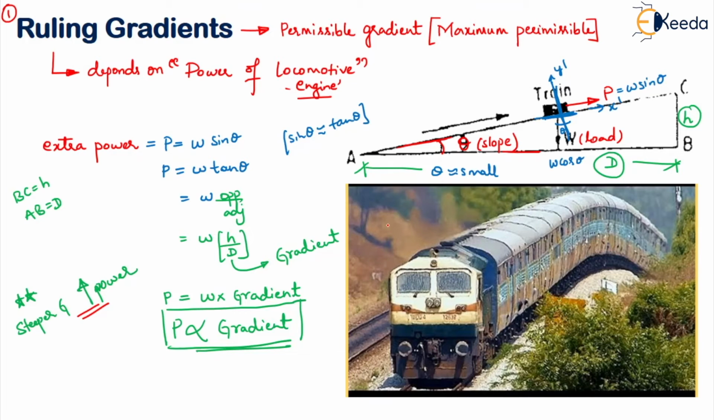Now in India we have some standard ruling gradients which we adopt in the railway tracks. So if you go for plain area, it is different, and if you go for hilly areas, it is different. Now let us write down, or let us learn what are the standard values.